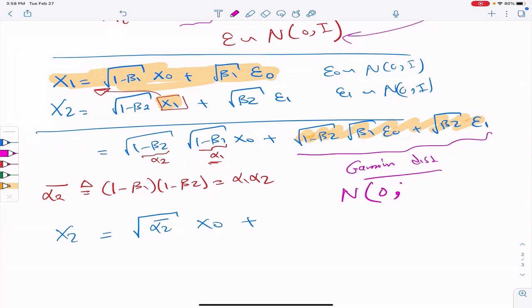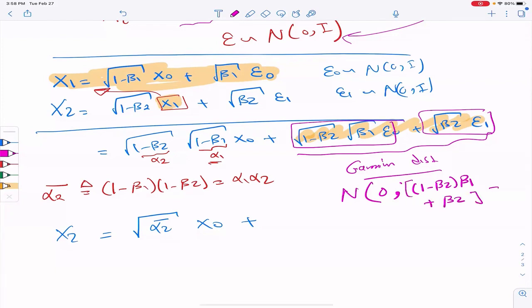Okay, what about the variance? The variance will be the sum of the variance of the first term and the second term. But previously I mentioned that when you multiply a number to a Gaussian, the variance is the square of it. So for the first part, the variance will be what? Perfect. 1 minus beta 2, squared, times beta 1 times identity. And the second variance would be beta 2, right? Times identity.